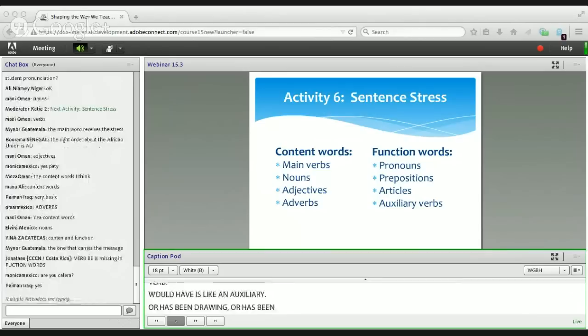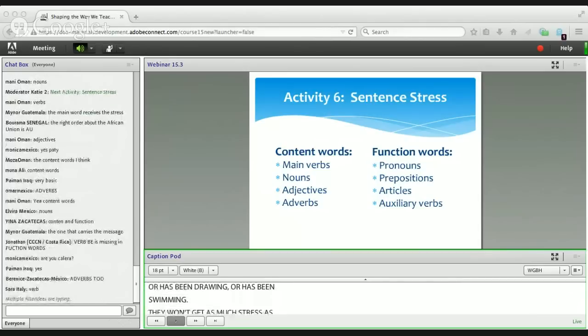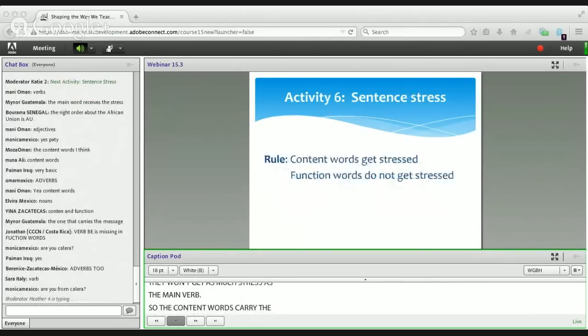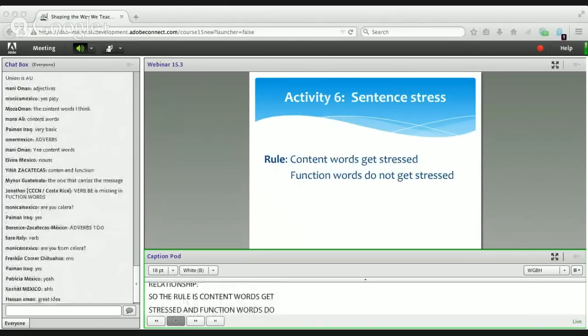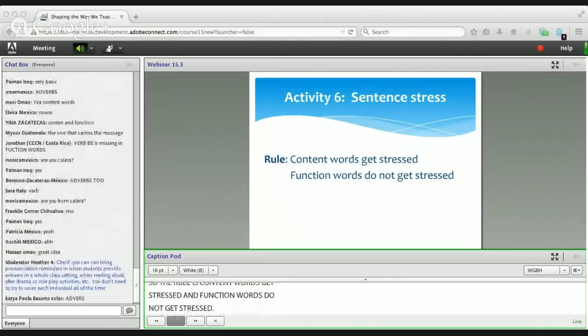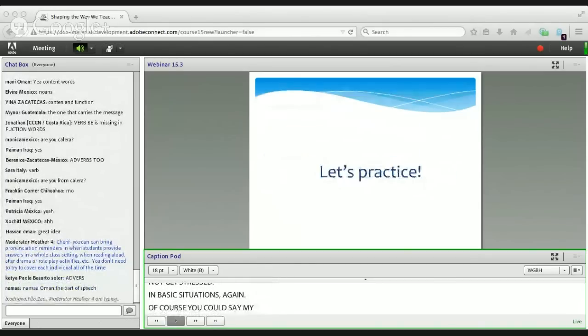So the content words carry the information, the function words carry or express the relationship between the content words. So the rule is that content words get stressed and function words do not get stressed, again, in basic situations. Of course, you can say, my sister went, but her sister didn't, and that's a pronoun, and that's perfectly acceptable. Let's just talk about general basic stress, not special situations.